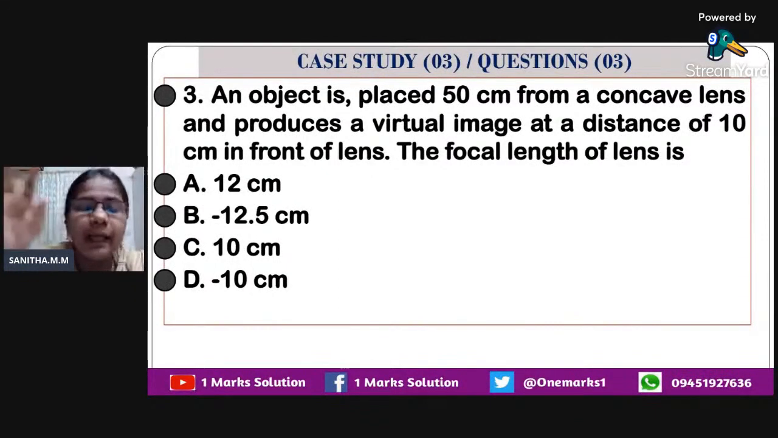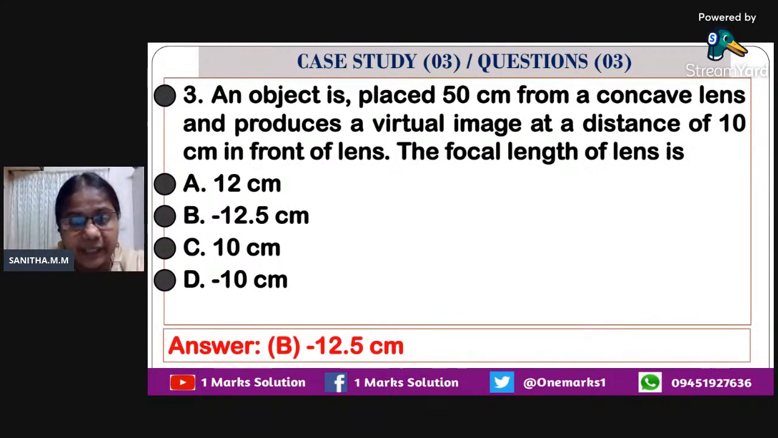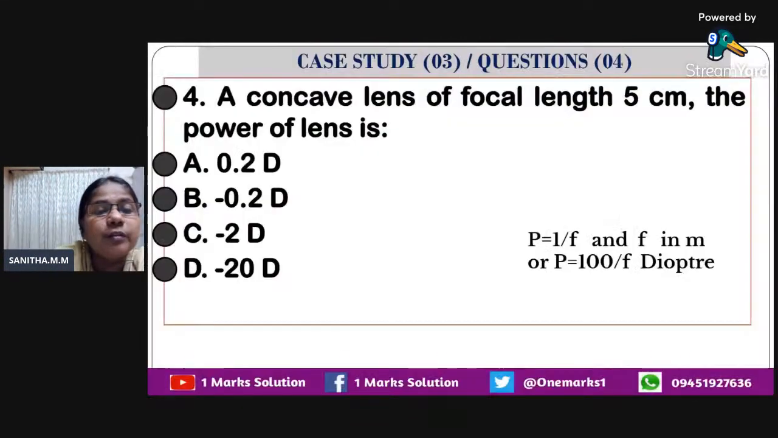You can just apply the formula. You will be getting the answer. If the answer is positive, that is not correct. The answer should be negative. So the answer will be minus 12.5 centimeter. If you are simplifying, it's very simple. You will get the answer B, minus 12.5 centimeter. Now let us move on to the fourth question.